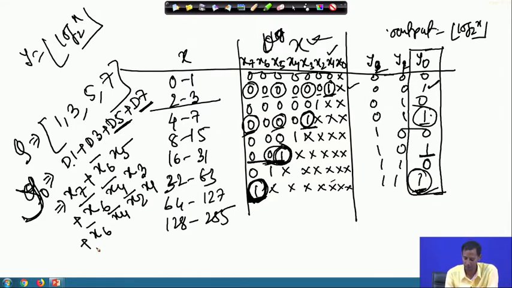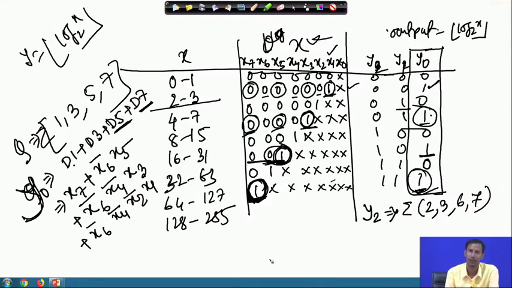By the same method, if I want to find y2, so y2 means what? y2 is basically for 2 and then 3 and then 6 and then 7. Okay. So, using the same method, for 7 it is x7. For 6 means what? I have already got this. So, here what are we getting? 6. So, 6 means this I already got.